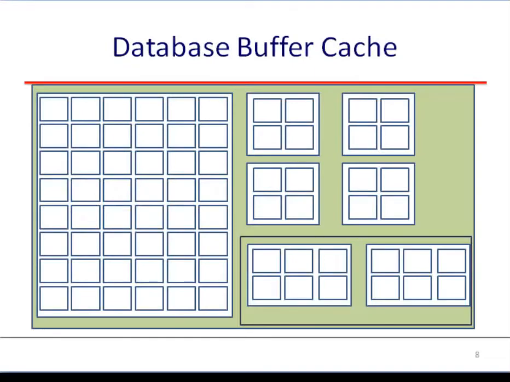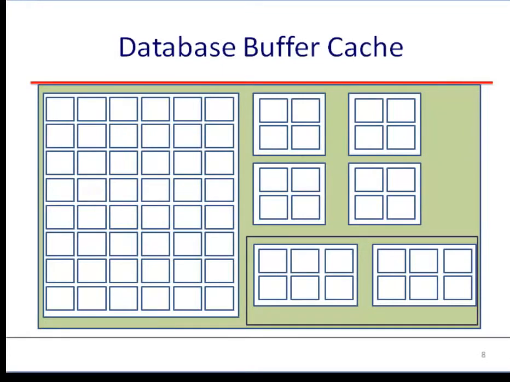Moving on to the database buffer cache. The database buffer cache is that part of the server memory, the main memory or the RAM as it is called, where you are loading information from your database and storing it for further processing.